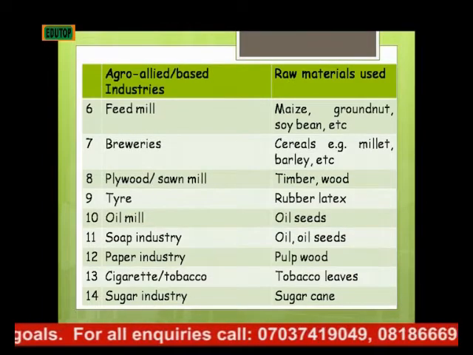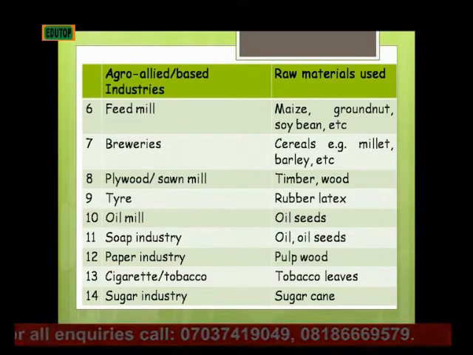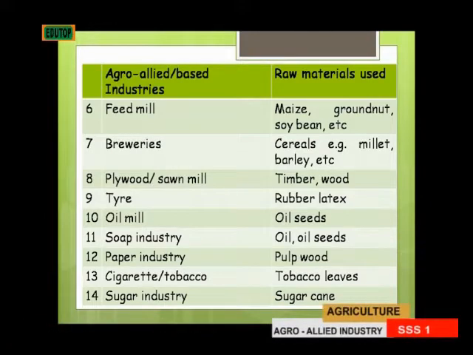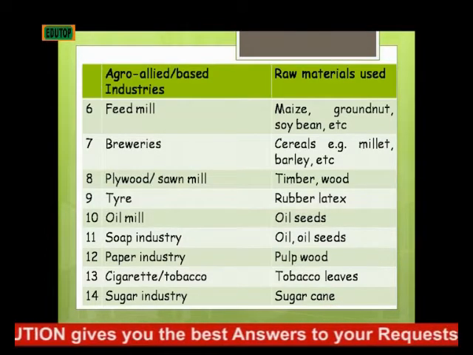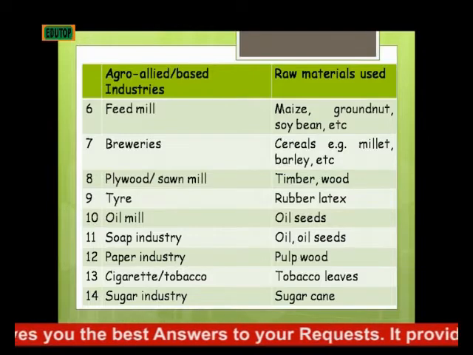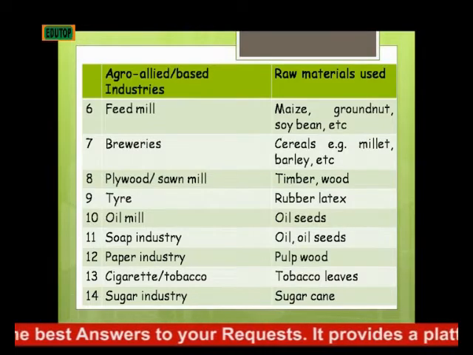The cigarette or tobacco industry makes use of the tobacco leaves as their raw material. While the last one that we are having in this slide is the sugar industry, which makes use of sugar cane as its raw material.